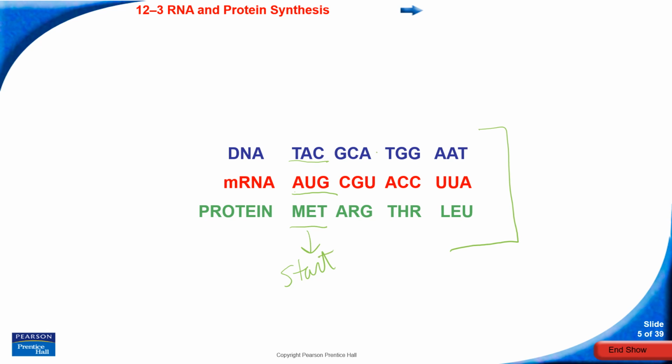And then GCA becomes CGU, because G goes to C, C to G, A to U. If you look that up in the table, it's arginine, and so forth. TGG would be ACC, that's threonine. AAT would be UUA, and that's leucine. So that tells you how you can figure out what amino acids are made up by a protein using the codes in first DNA and then RNA.